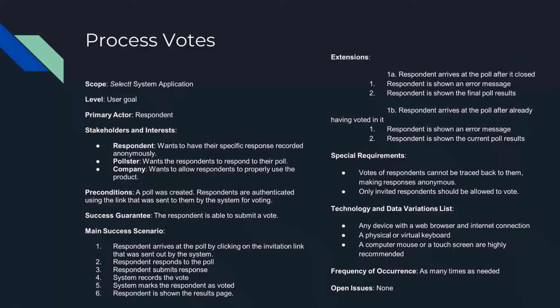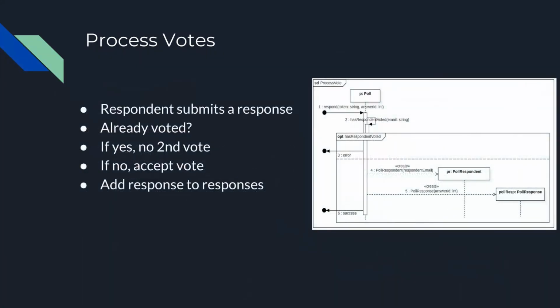The next use case is processing votes. This is for respondents that want their votes recorded anonymously. So for this use case, a respondent would arrive at the poll by clicking on the invitation link that was sent out by the system, and then the respondent would view the poll and be able to respond to it. They would select their response and then submit it. The system will then record the vote and will mark the respondent as voted. The respondent is then shown the results page.